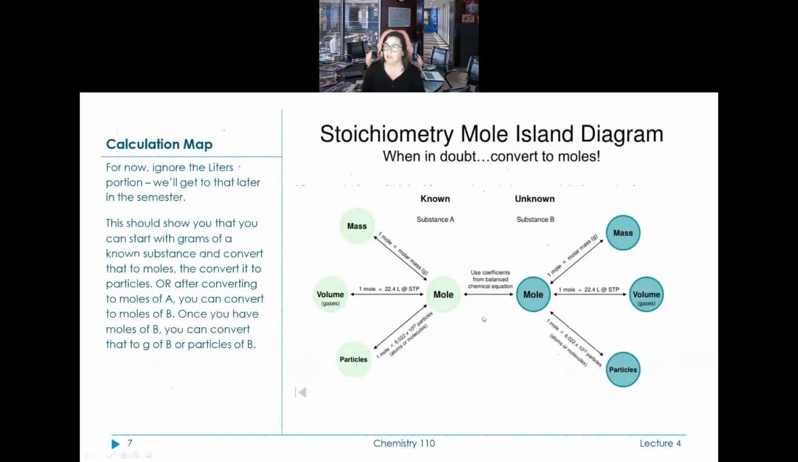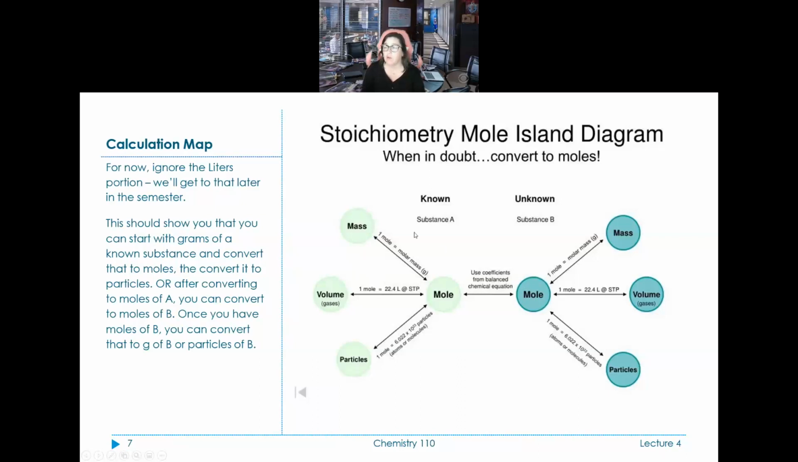This is the stoichiometry mole island diagram. When in doubt, convert to moles. You'll hear me say this over and over again. If I know a mass, then I can get to moles. If I know how many particles, I can get to moles. If I know mass, I can get to moles, and I can get to particles. If I know particles, I can get to moles, and I can get to mass. We'll talk about the volume of gases much later.